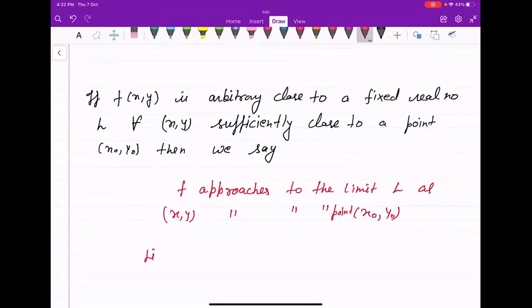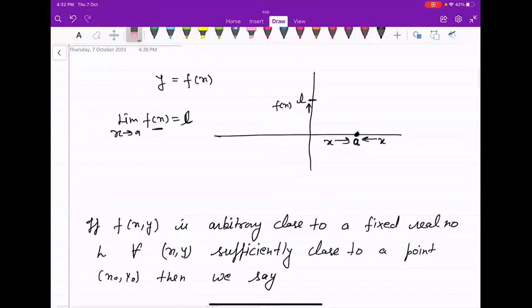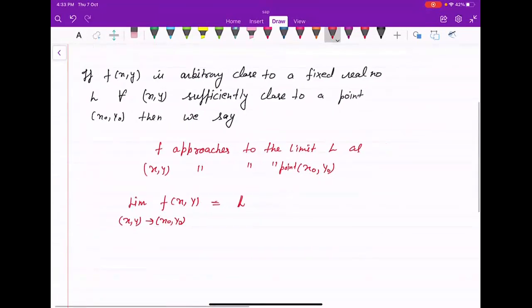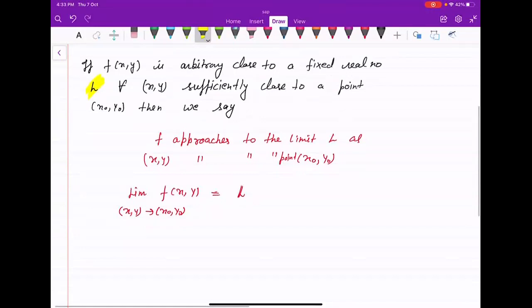Or in mathematical form we can write it as the limit of f(x, y) equal to L. I'm writing capital and small L, so please note: for two dimensions I'm writing capital L. So (x, y) is moving toward the point (x naught, y naught). This is the definition of limit of the function of two variables. So f(x, y) is arbitrarily close to a fixed real number, suppose L, and (x, y) sufficiently close to a point (x naught, y naught), then we'll say that L is the limit of the function f(x, y).